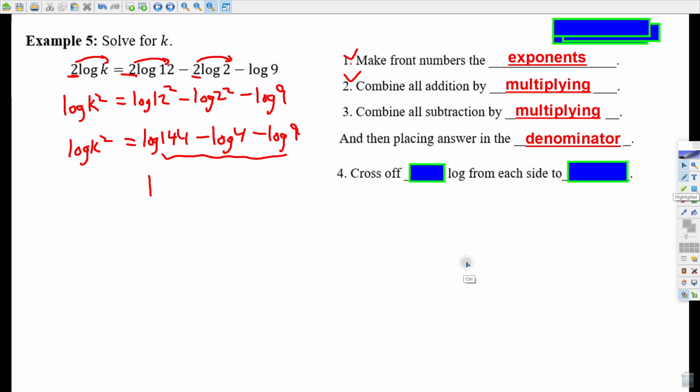I don't know what's going on there. Combine all three of these. We have log 144, and we're going to divide that by 4 times 9. We're going to multiply them together, get 36, and that will go on the bottom.